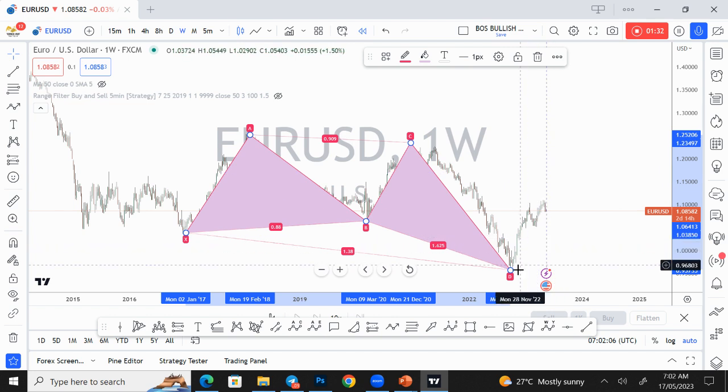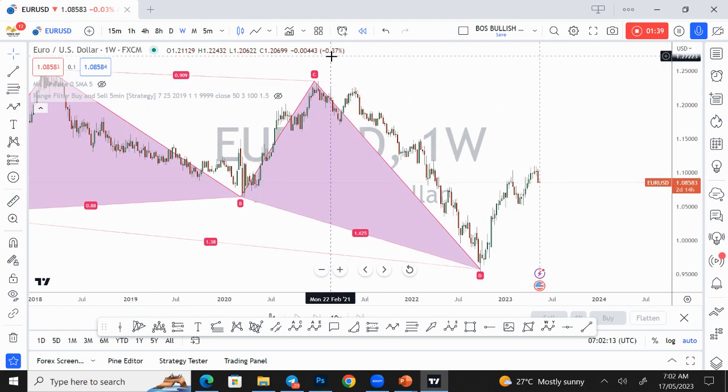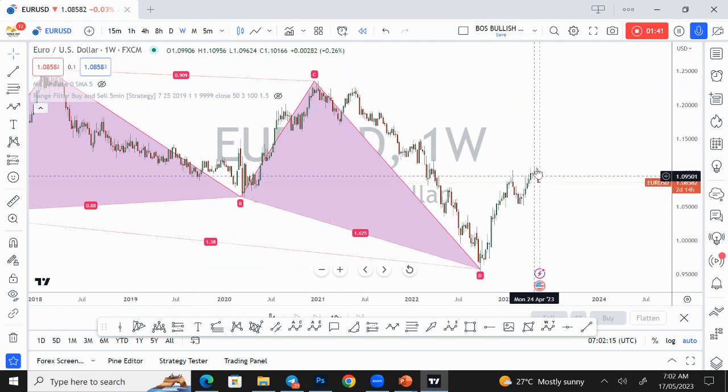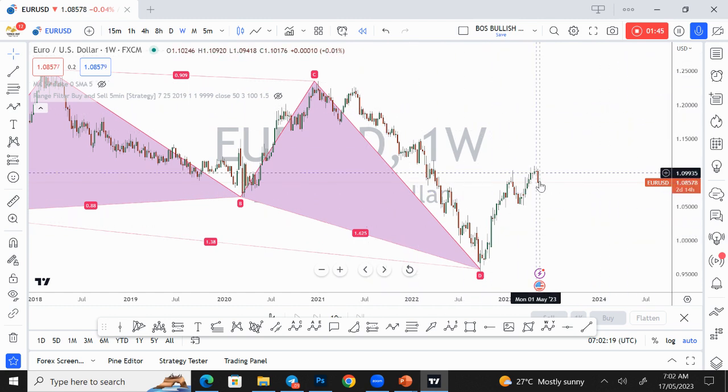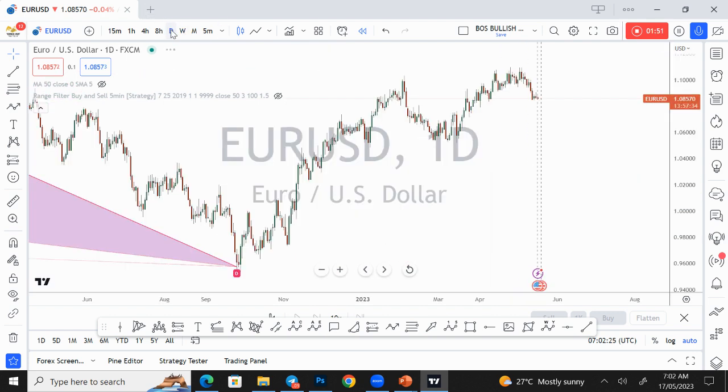Now we had this impulsive wave over here. So this can also form another harmonic pattern over here. Now what we are looking out for is the current situation. So let's go to the daily time frame and see what happened. Now let's use Elliott wave to analyze.